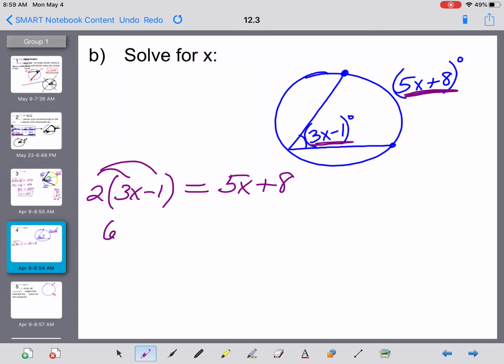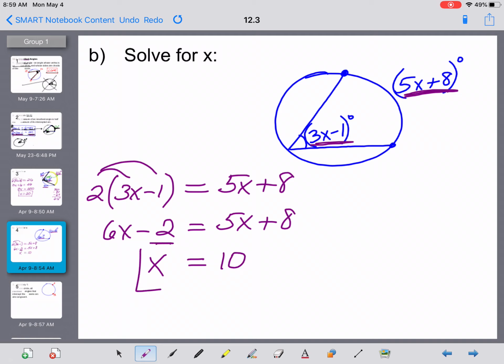So that's going to get us 6x minus 2 is equal to 5x plus 8. I would subtract 5x from both sides to get just an x over here on the left. I would add this 2 over to the right to get a 10 there, and I think that's it, guys.